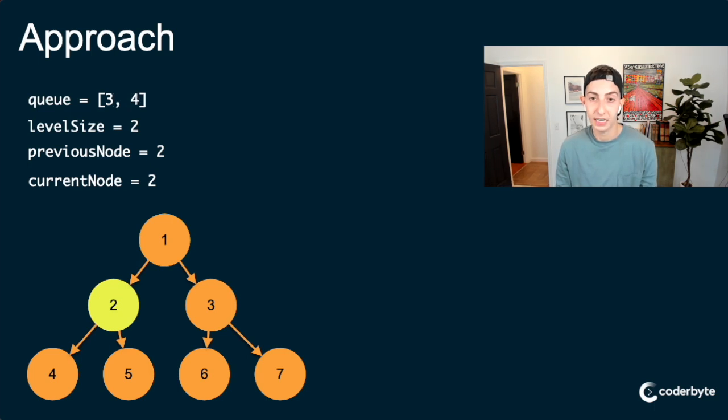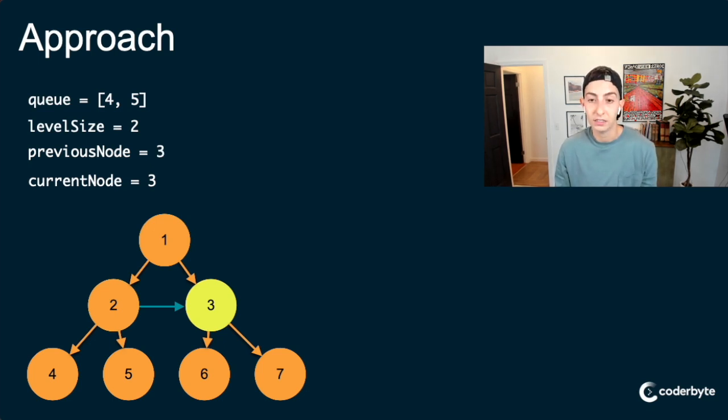But first we have to push 2's children, so 2 .left and 2 .right, that will be 4 and 5 onto our queue. So we've just pushed 4, we push 5. Now we iterate again in our for loop, we shift 3 off of the queue, our new current node is 3, and we do have a previous. So now we're going to set our previous node 2 .next equal to our current node 3. There's our arrow that signifies .next. And then we're going to push its left and right children to the queue.